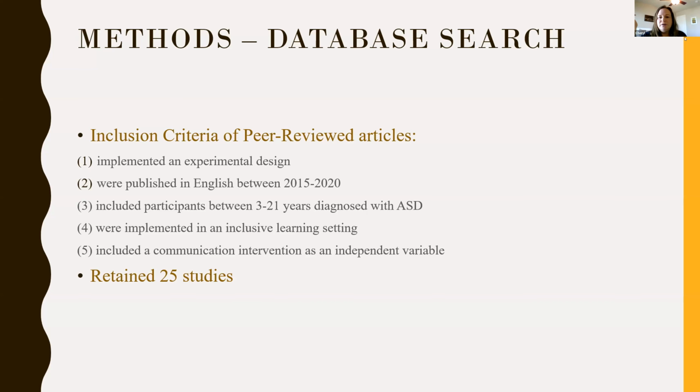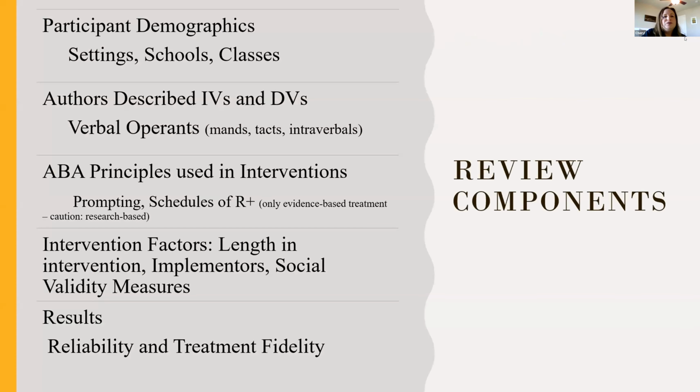So it had to be some kind of inclusive setting in a general education setting, and included a communication intervention as the independent variable. When we applied this criteria, we had 25 studies. Some of the components, we obviously broke it down to participants and the demographics, you know, male, females, ages, the types of settings. Were they schools? Were they classrooms? Were they preschools?